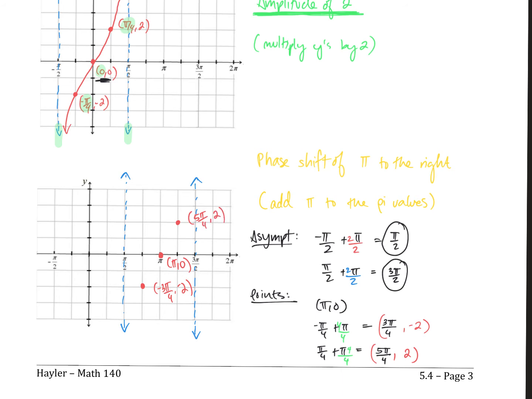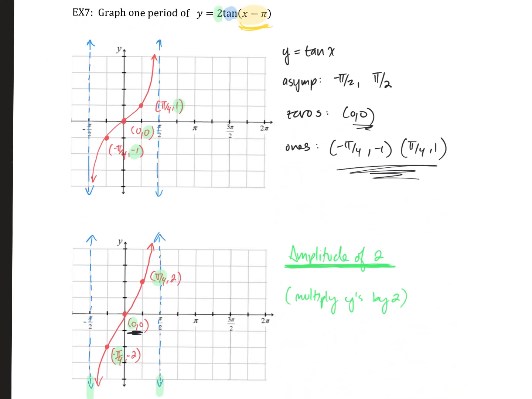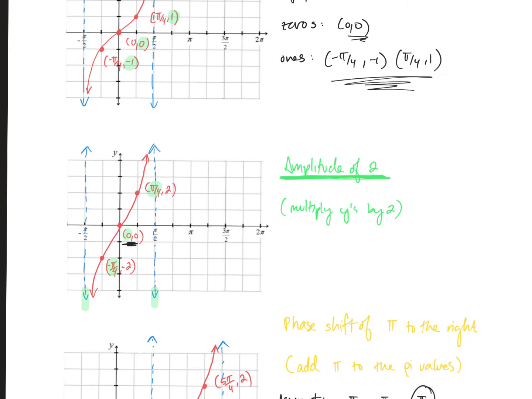So once again, all the work here I'm showing is work that I will be looking for on your exams. Alrighty, and there we go. We are finished with the transformation of our lovely function y equals 2 tangent of x minus pi.